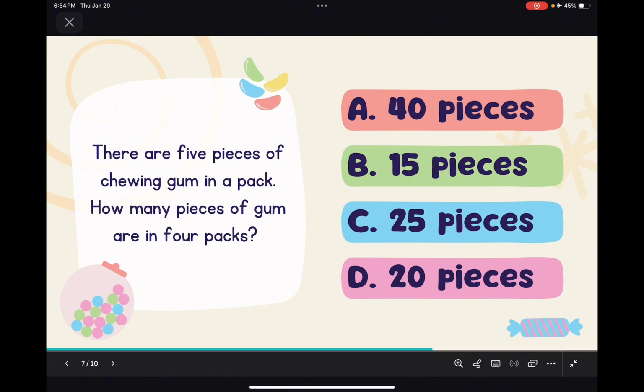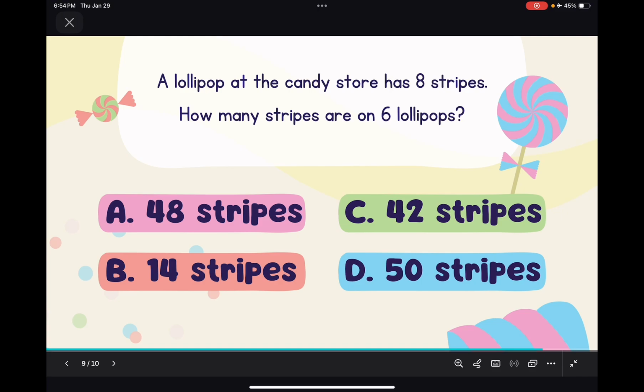20 pieces are in 4 packs of gum. Okay, the next problem is going to be for you to try to solve without any help, and then I will reveal the answer when you are done. Here it is. It says, a lollipop at the candy store has 8 stripes. How many stripes are on 6 lollipops?